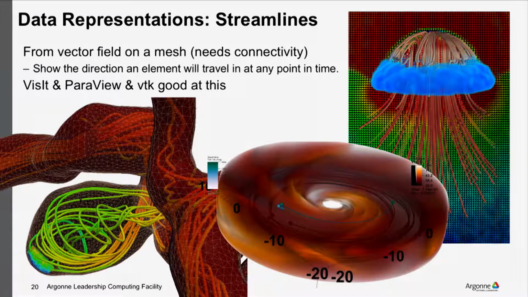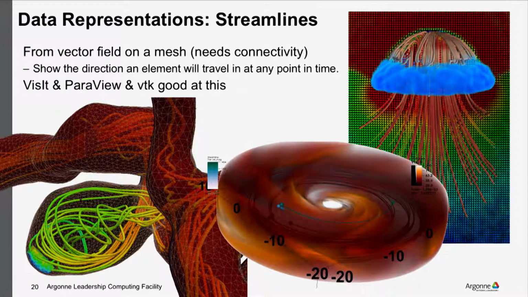Streamlines require a vector field on a mesh, so it needs connectivity. This is looking at showing the direction that an element is going to travel at any given point in time. So it's looking at the path it would take within a single time step. You take a bunch of seed points in your domain and trace the path that those would take from one grid point to the next, and show the path that particles in that space would take.